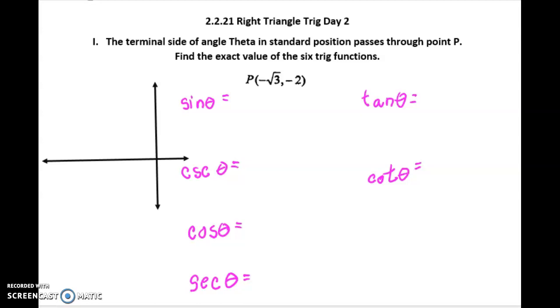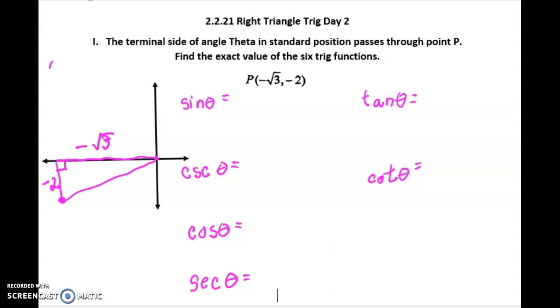Point P. We're going to sketch point P. Its coordinate is negative square root of 3, negative 2. So from the origin, negative square root of 3, negative 2 would be somewhere down here in quadrant 3. So our x value is negative square root of 3 and our y value is negative 2. We'll use Pythagorean theorem to find the hypotenuse.